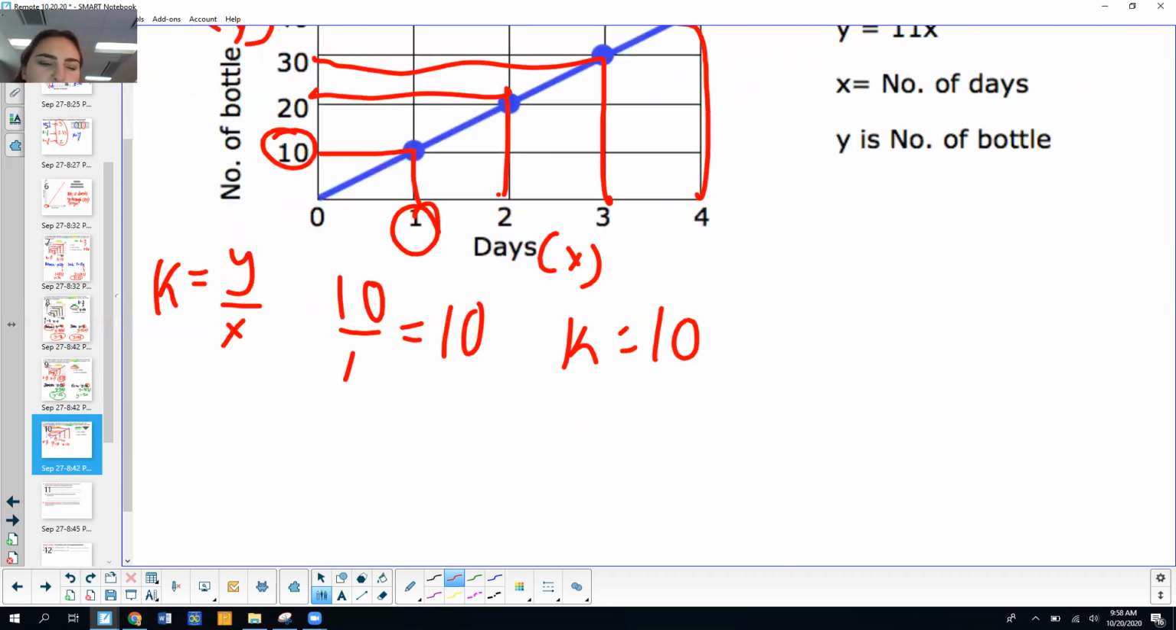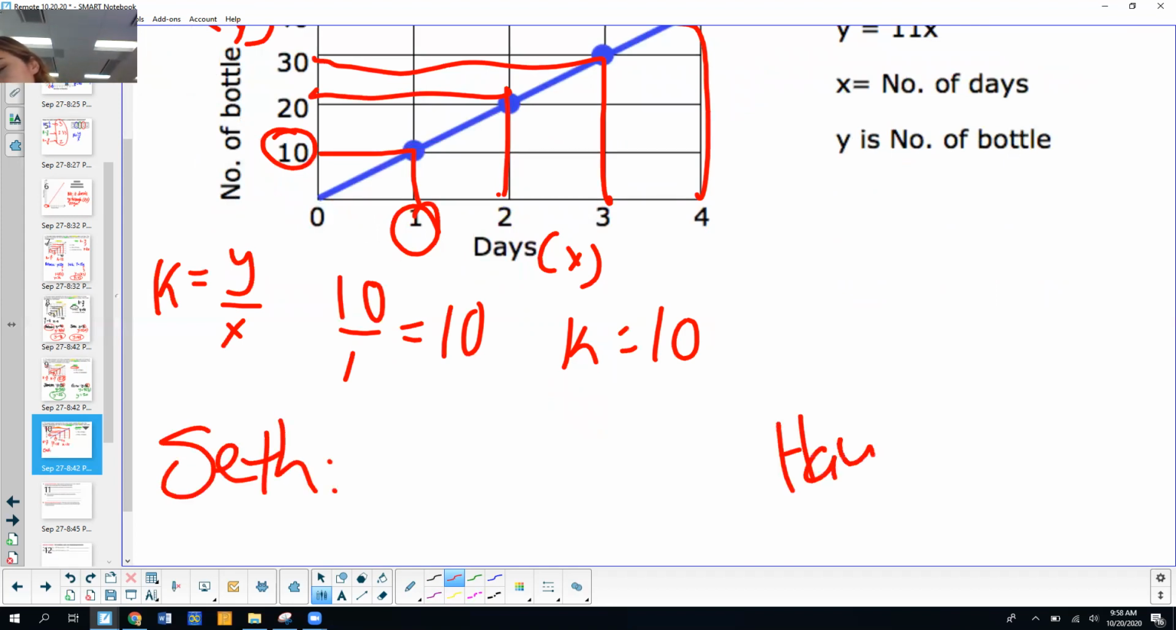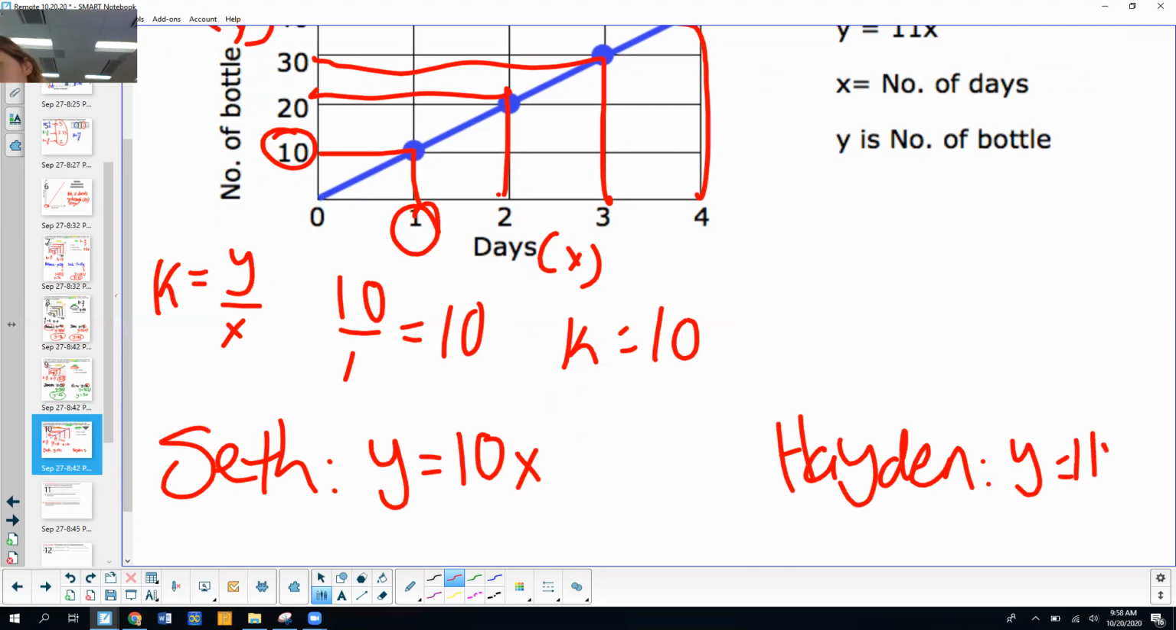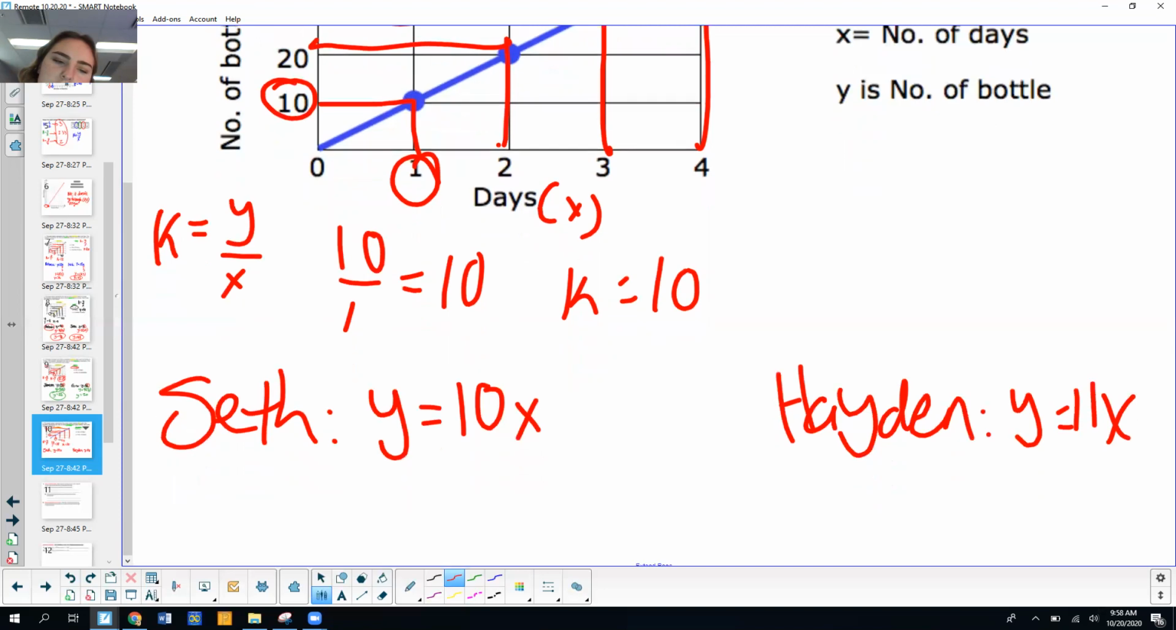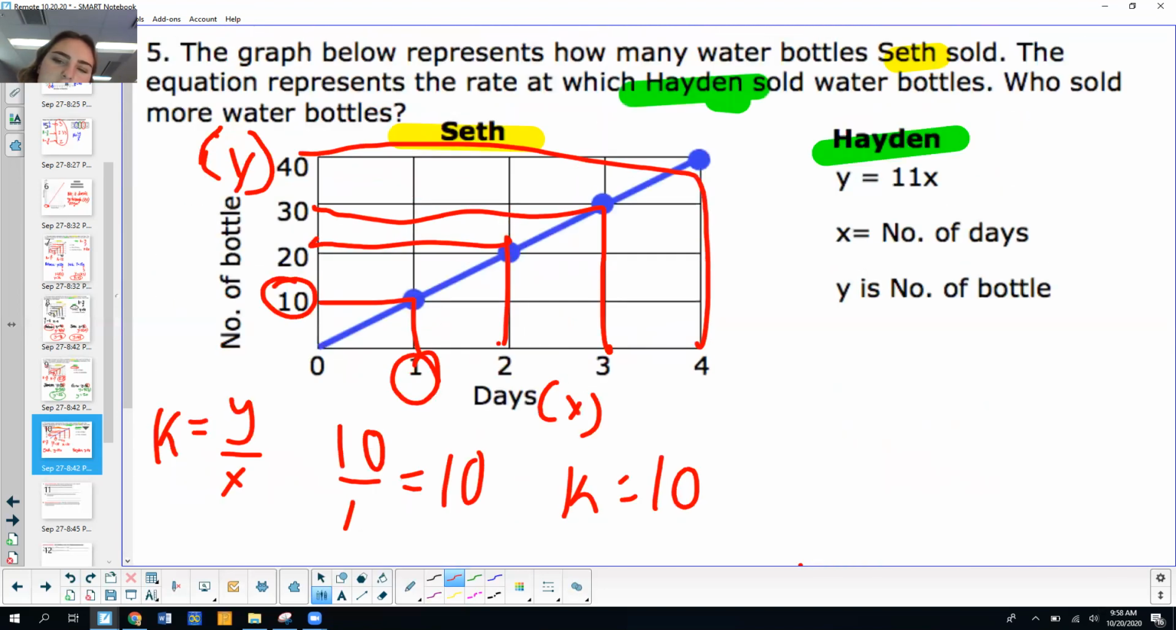So if we want to write an equation for Seth and an equation for Hayden, Seth's constant of proportionality is 10, so we've got y equals 10x. Hayden's is going to be y equals 11x because they already gave that to us. Here x equals the number of days, so Seth's rate is 10 bottles a day, giving us a total number of bottles. And Hayden sells 11 bottles a day, or she, I don't know.